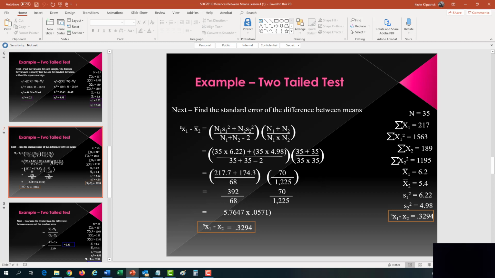So if we calculate 35 times 6.22, we're going to get 217.7. If we multiply 35 times 4.98, we're going to get 174.3. And then 35 plus 35 minus 2 is just 70 minus 2, and that's 68. And then over here, it's just 35 plus 35 is 70. 35 times 35 is 1225.